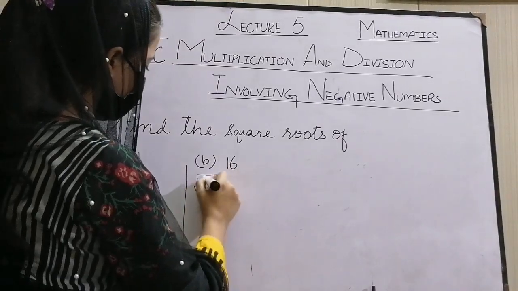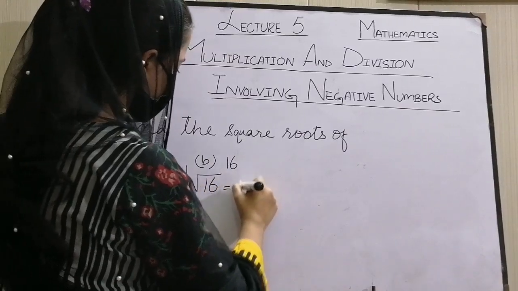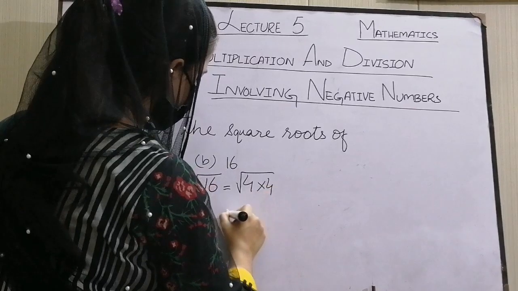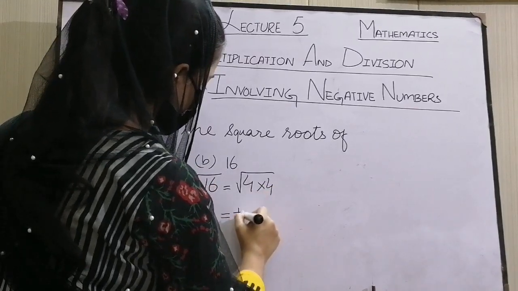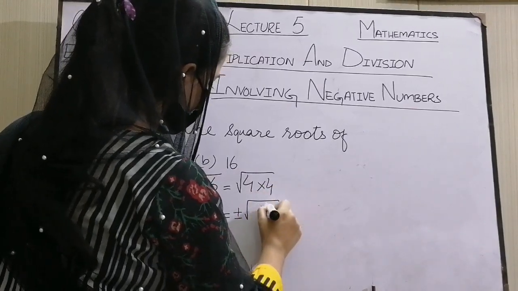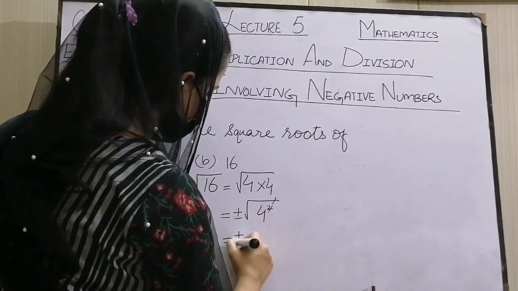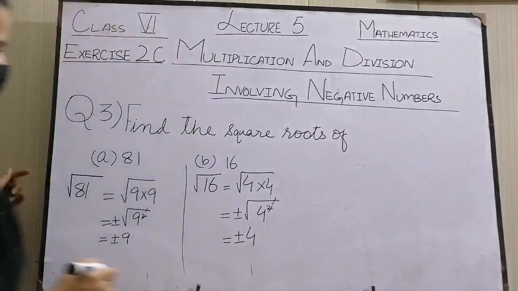Next part, 16. 16 is written as 4 into 4, plus minus sign, 4 power 2, square and square root are cancelled. So our answer is plus minus 4.